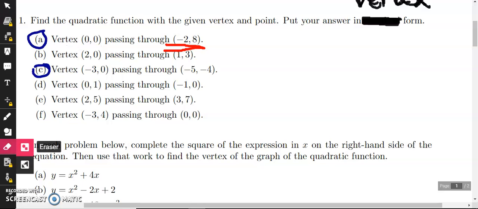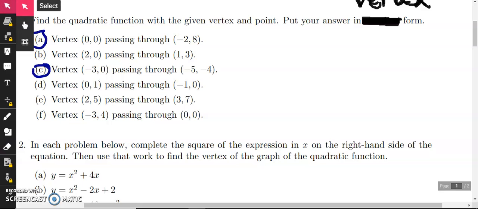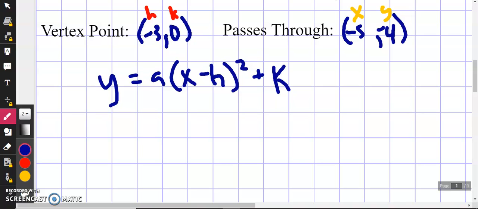So the next one I'm going to look at is part C. So it's going to be a similar process, only instead of having the vertex at 0, 0, we're going to have the vertex at -3, 0, so we can kind of see how that changes the process. So once again, I've written down my 2 points that were given to me and my vertex form. So now we're just going to go through and substitute. So I've taken -3 and 0 and plugged them in for h and k. And then I've taken the -5 and -4 and put them where the x and y were. And then again, we're going to simplify to get the a by itself.